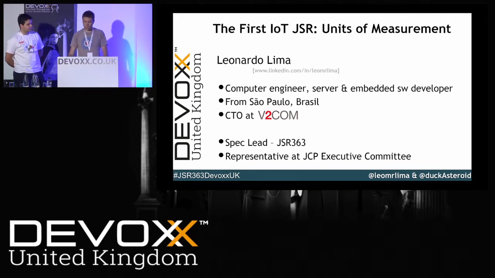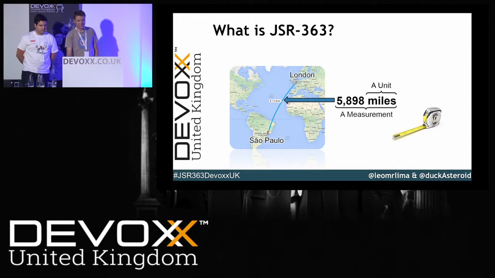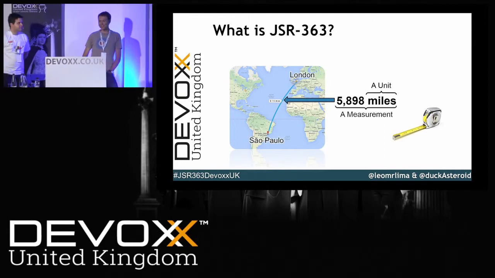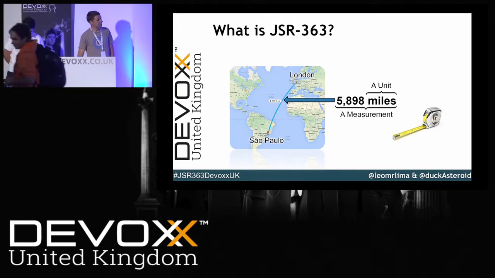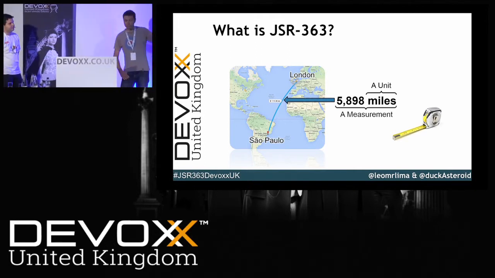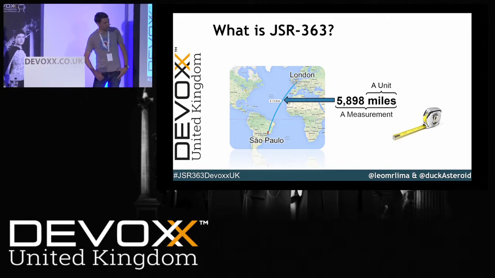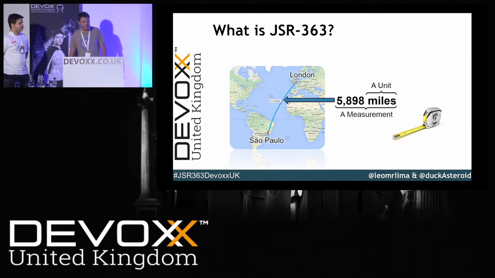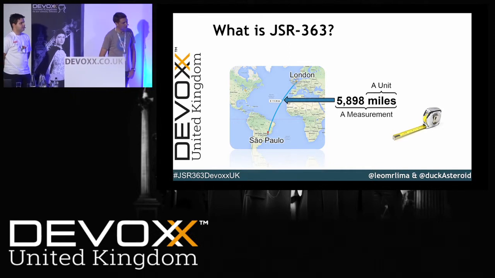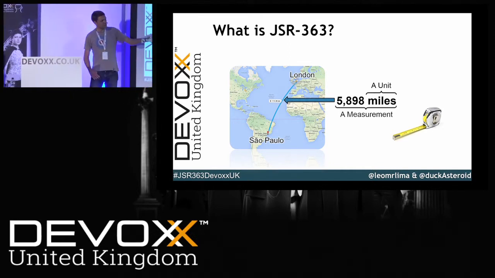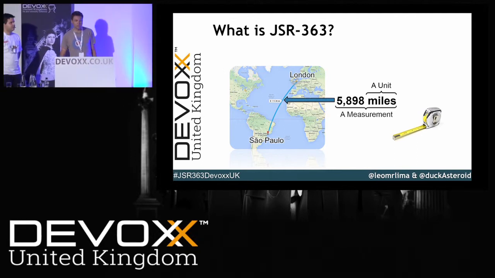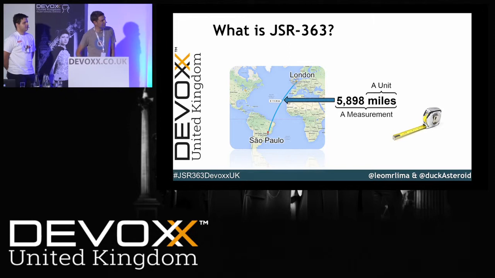Okay. So, JSR 363. It's all about measurements. So I'm going to start with a fairly basic introduction to what is a measurement. So my friend Leo here came all the way from Sao Paulo to be with us today. So I thought the best example to start with would be to look at a measurement with a measuring tape of how long or how far it is from Sao Paulo to London. So 5,888 miles is a measurement. The second part of that, the miles piece, is a unit. And anyone who doesn't know that, I think, is in the wrong session.